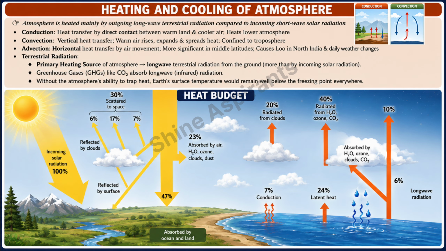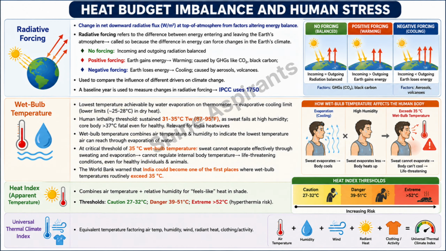Net result: Earth maintains equilibrium. Energy in equals energy out. Heat budget imbalance and human stress. Radiative forcing: change in net downward radiative flux at top of atmosphere from factors altering energy balance. Refers to the difference between energy entering and leaving Earth's atmosphere, called so because the difference in energy can force changes in Earth's climate. No forcing: incoming and outgoing radiation balanced.